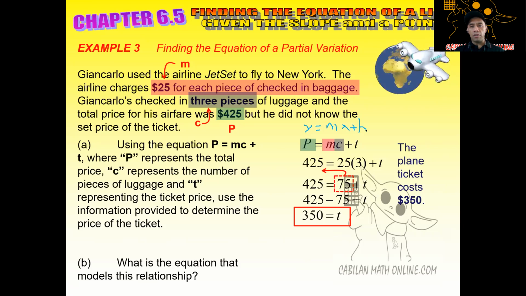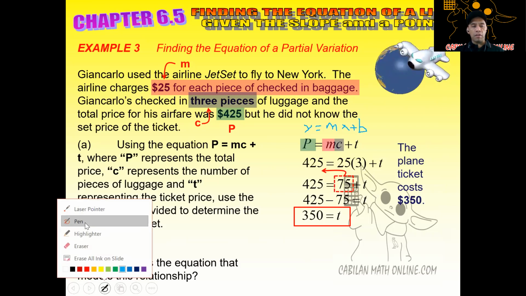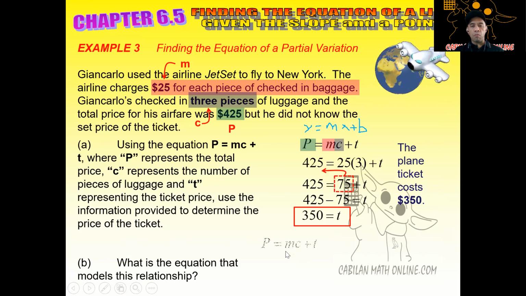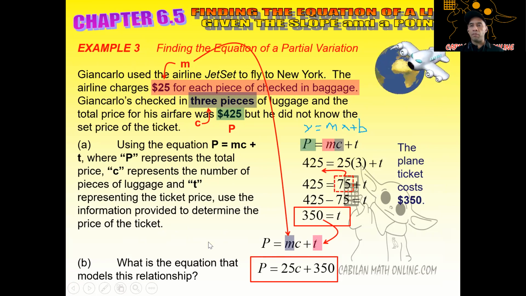You're going to see which letters line up with what. So remember that when you're coming up with equations, you only need to replace the m and the b. You approach this one the exact same way. All we're going to do here is replace the m and the b. The m here was the 25, and the b here was the 350. So the equation that models this scenario will be p equals 25c plus 350.